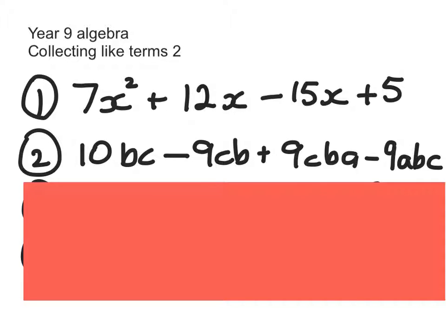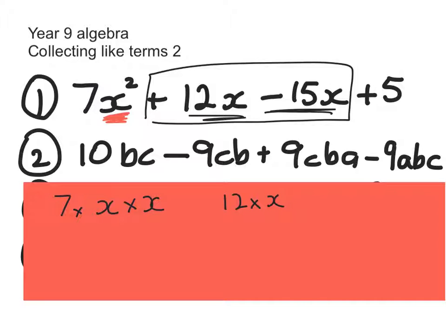First thing we've got to look at is what sort of thing this is here. So this is an x squared. Right, so we've got 7 lots of an x times an x. This here is 12 lots of x. And this is, take away, 15 lots of x. So we should be pretty comfortable with these two going together.